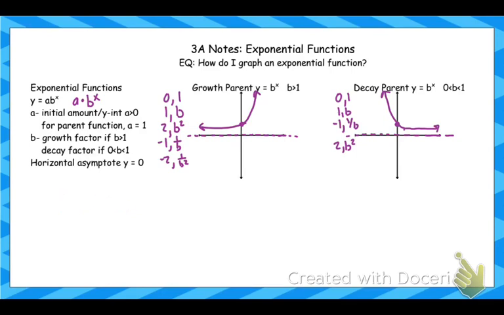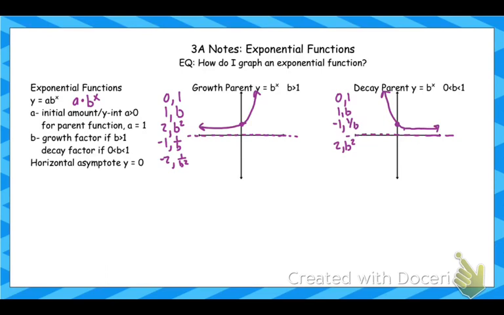That a value is your initial amount. So when we get to application, that's going to come up a lot to where that first number is your initial amount, your starting amount, which in this case is our y-intercept. B is the growth factor or the decay factor. And again, it depends on the value of that base, if it's larger than 1 or between 0 and 1.